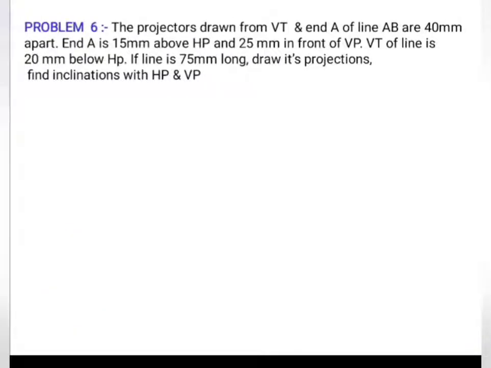Here we have the next problem. The projectors drawn from VT and end A of line AB are 60 millimeter apart. End A is 15 millimeter above horizontal plane and 25 millimeter in front of vertical plane. Vertical trace of line is 20 millimeter below horizontal plane. If line is 75 millimeter long, draw its projections and find inclinations with horizontal plane and vertical plane.